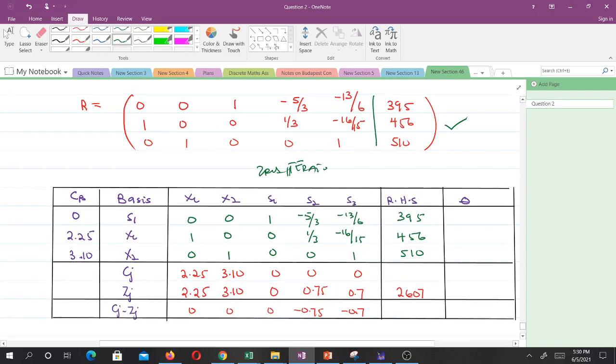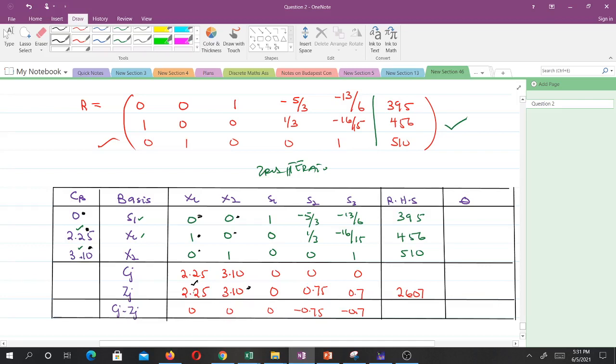So with the third iteration, we are going to get something of this form. Okay, so we have the basis to be S1, X1, and X2. And you know the coefficient of X1 is 2.25. That of S2 is 3.1. That of S1 is 0. These ones, we just got them from here. So the only thing for us to calculate is our ZJs. So the ZJ here, for instance, this 2.5, that's how we had it. So it is 0 times 0 plus 2.5 times 1 plus 3.1 times 0. And that'll give us 2.5. So what we have here, for instance, is 0 times 0 plus 2.5 times 0 plus 3.1 times 1. That is 3.1. So we do that throughout and we get 0 here, 0.75 here, and 0.7.